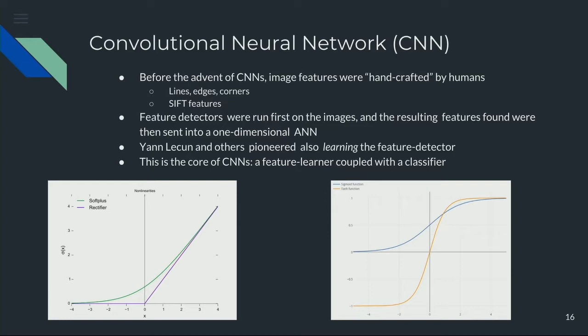But Yann LeCun and the others pioneering convolutional neural networks said, why don't we just add the feature detector before the artificial neural network, and then have it backpropagate through the features, so it actually learns the features that it needs to find while it's training to say whether it's an apple or an orange. So that's the core of convolutional neural networks. It's learning the feature detector while it's also learning the network that classifies apple or orange.